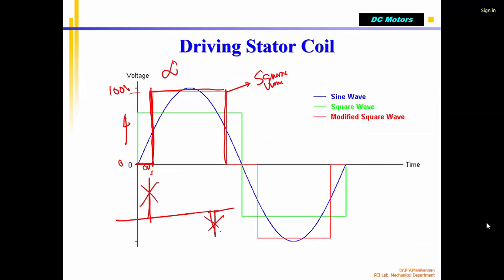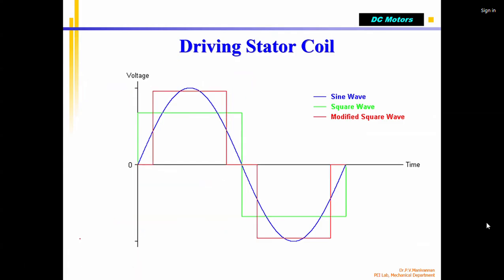Spikes are not wanted. If current spikes are generated, it will generate torque pulses, torque spikes also, correct? The spiking is not needed. I want a smooth torque, correct? Smooth torque is, as the motor rotates through 360, 0 to 30, the torque should be flat. But if I give you a square pulse like this, it will create voltage, current spikes and torque spikes.